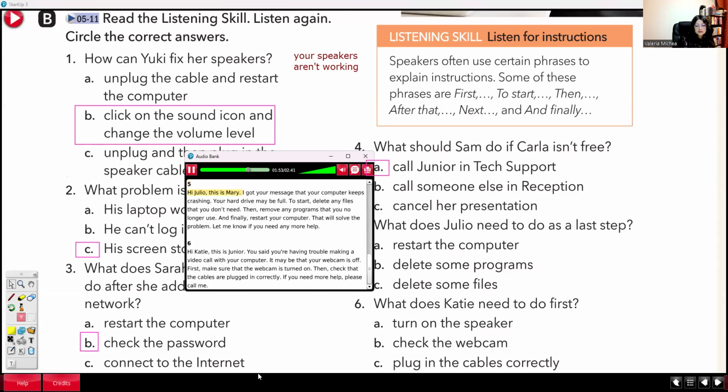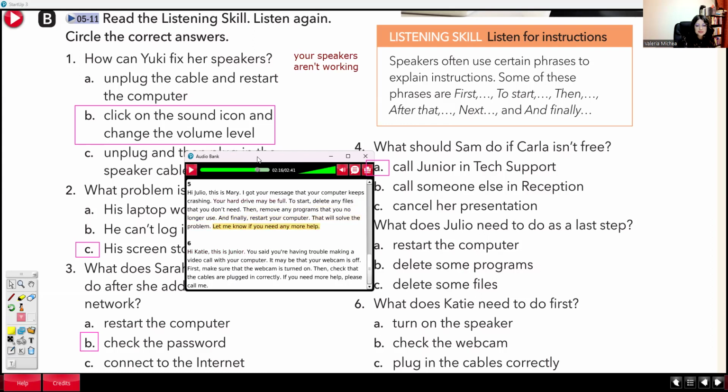Hi, Julio. This is Mary. I got your message that your computer keeps crashing. Your hard drive may be full. To start, delete any files that you don't need. Then, remove any programs that you no longer use. And finally, restart your computer. That will solve the problem. Let me know if you need any more help.